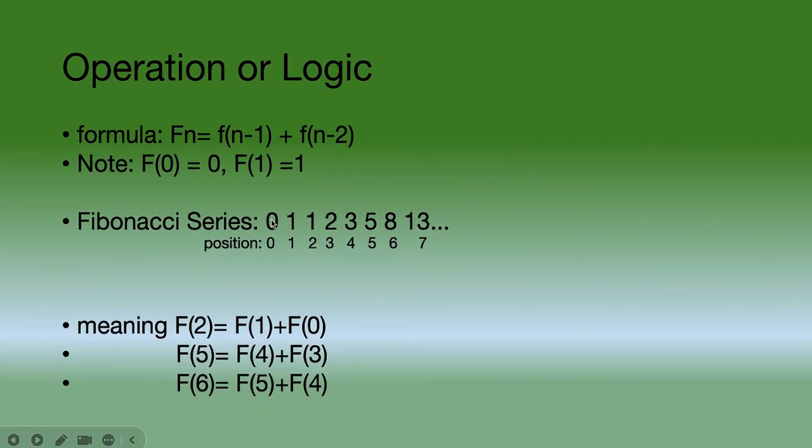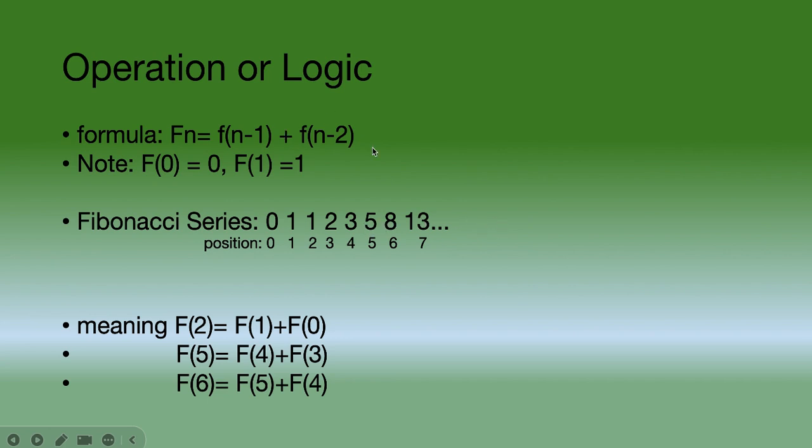Right. So the first value in the series is 0, then followed by 1. From here, what's happening is that 0 plus 1 is 1. 1 plus 1 is 2. 1 plus 2 is 3. 2 plus 3 is 5. 3 plus 5 is 8. 5 plus 8 is 13, and so on and so forth.